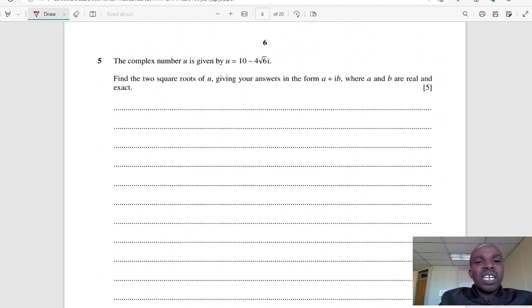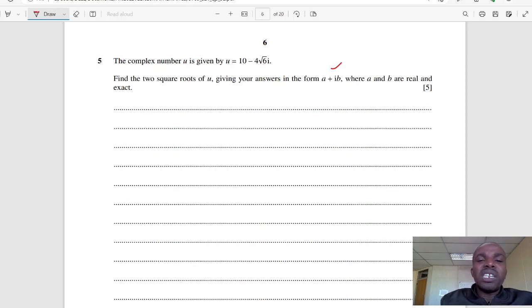Question number 5. The complex number u is given by u = 10 minus 4 root 6 i. Find the two square roots of u, giving your answer in the form a plus ib, where a and b are real and exact values. Right, these are 5 marks.